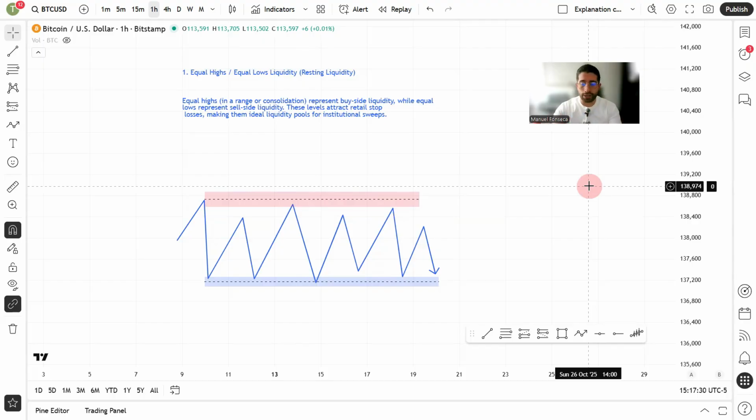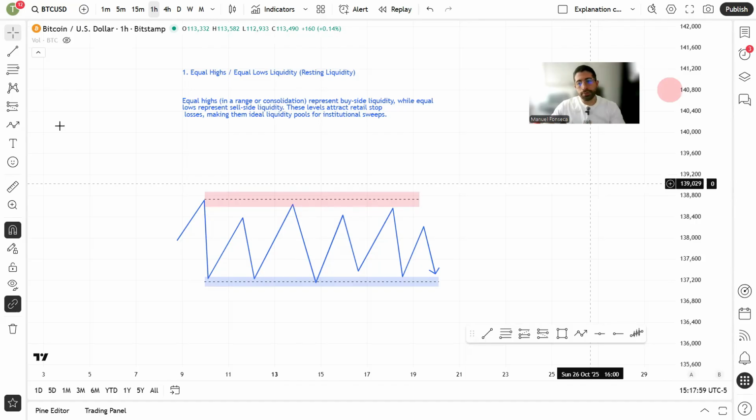Remember that the concept of range in smart money concepts is also referred to the impulse that we're analyzing. It has a range beginning and a range ending. But in this case, range or consolidation, that's the concept I want you to understand, okay? So this consolidation represents buy side liquidity, while the equal lows represent sell side liquidity. These levels attract retail stop losses, making them ideal liquidity pools for institutional sweeps.